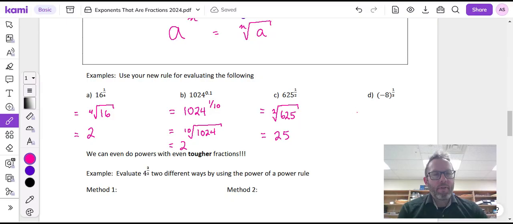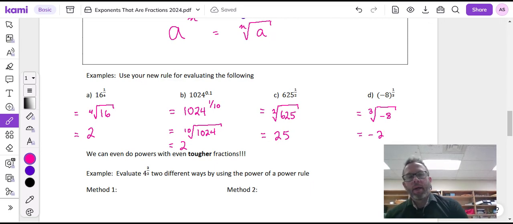Third root of -8. -8 to the power of 1 over 3 is equivalent to the third root of -8. And it's okay to have that negative base because it's an odd root. Your calculator will give you an answer, and that's -2.